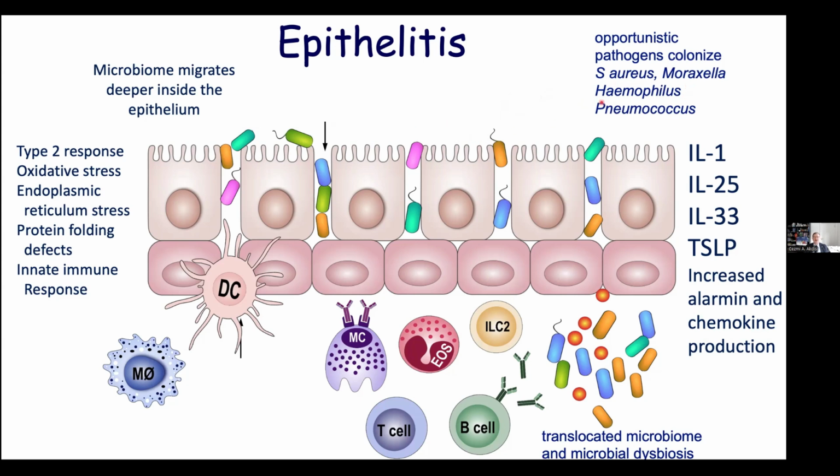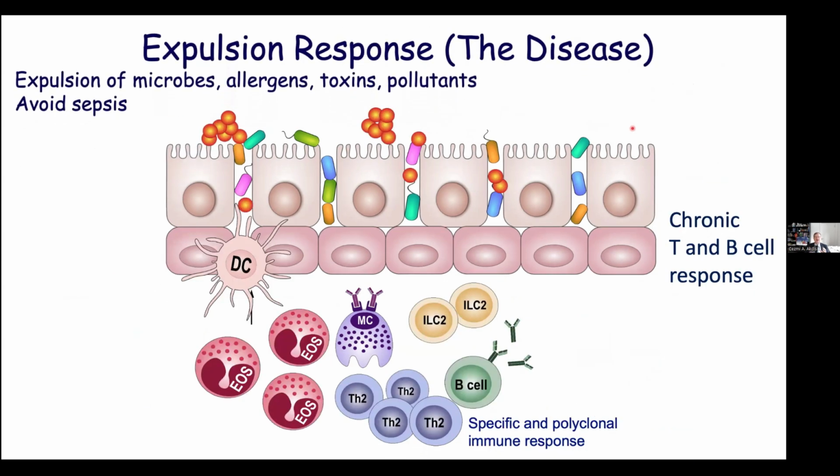There's also Moraxella, Haemophilus, and pneumococcus. So the second step is the expulsion response. When these bacteria are going deeper in the tissues, we have to do something to expulse them and to avoid sepsis. The bacteria that are going deeper should not be accepted there, because this will make a microabscess. The immune system is coming with full speed to throw away these microbes, and at the same time allergens, toxins, and pollutants that are trying to invade the body, that are trying to go deeper.